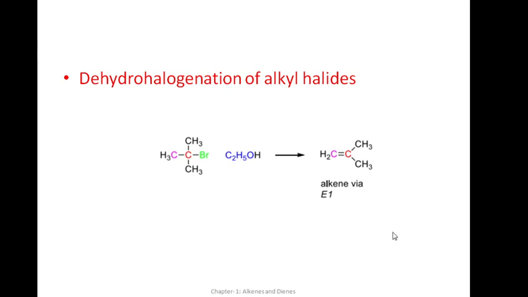So this is called dehydrohalogenation. You are going to remove hydrogen as well as halogen, and you are going to get an alkene from an alkyl halide.